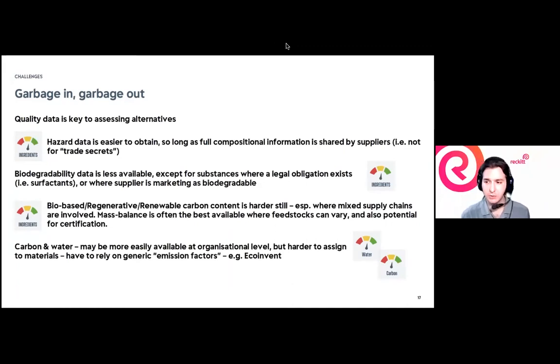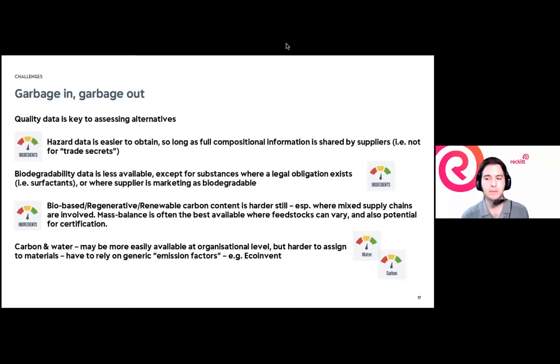Biodegradability is slightly more challenging, except where perhaps there is a legal obligation in terms of surfactants, for example, or where materials are being marketed as biodegradable. And then on bio-based, regenerative, renewable carbon, that is even harder still, especially where we see mixed supply chains, where we have partly bio-based, partly petrochemical, and understanding that mass balance, and that's usually the best that is available. But there is great potential here for harmonized certification across the industry for that renewable carbon content.